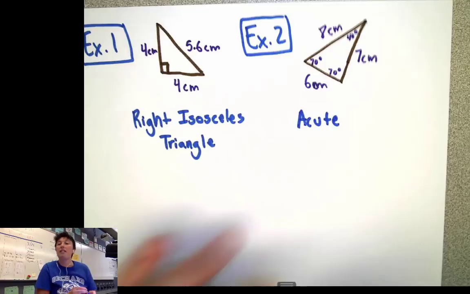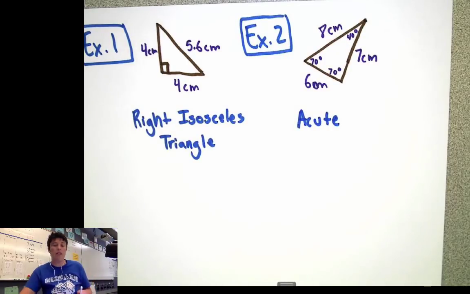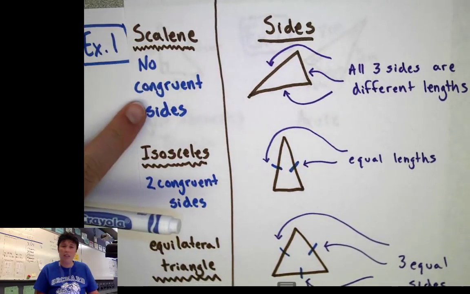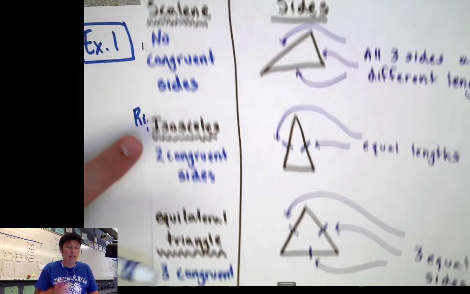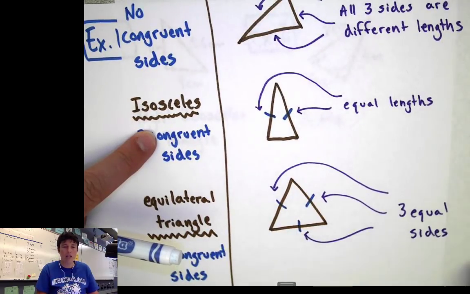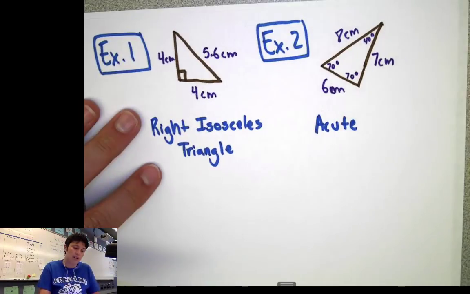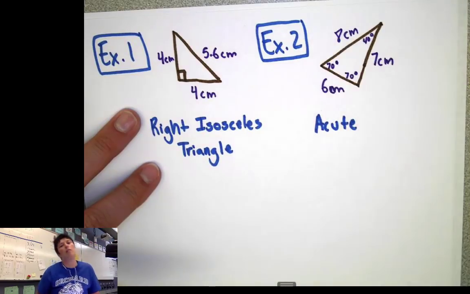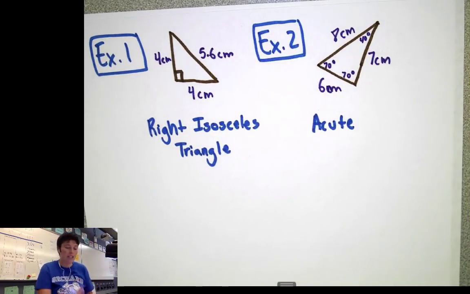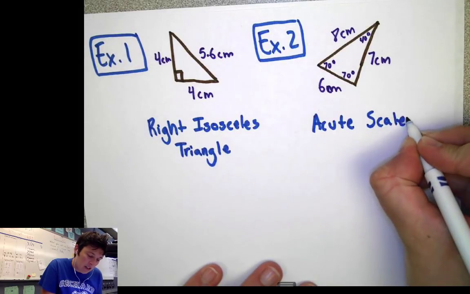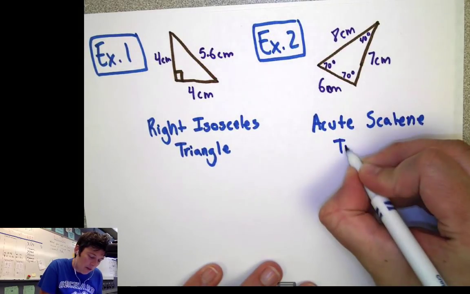Acute. What about the sides? What are we dealing with in the sides? We have three options if you look at your chart. Could be scalene with no equal sides, isosceles with the two equal sides, or it's equilateral, all equal sides. What do we got? Well, 6, 7, 8. I think we have no equal sides, no congruency. So this is scalene. It's an acute scalene triangle. And we've named it.